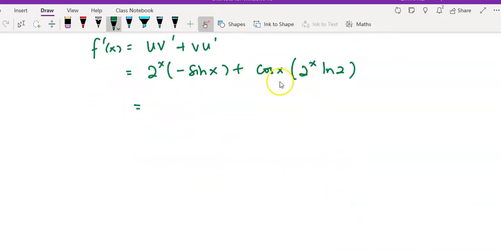After that, look at these two terms. I have 2 power of x in both terms. So take out the 2 power of x, and you have your negative sine x for the first term in the bracket. And the second term, you have cos x log 2.